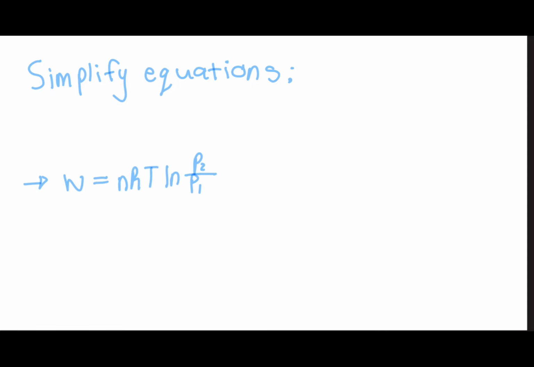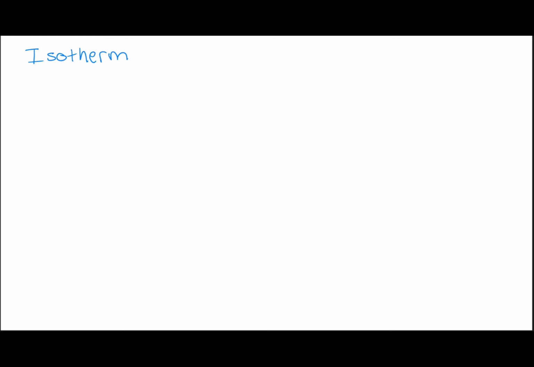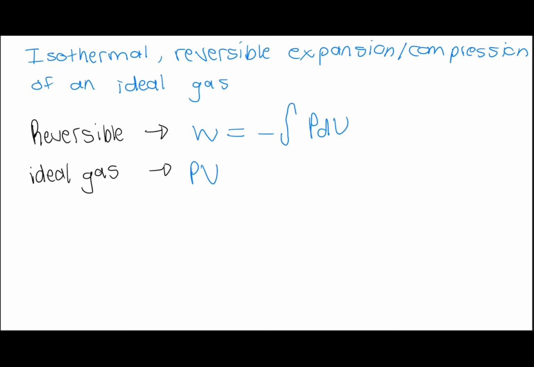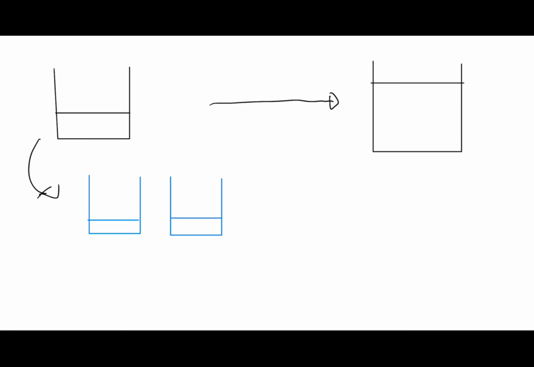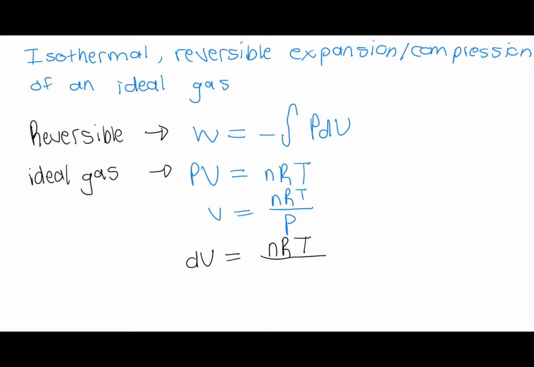Based on your system and type of process, you can use specific formulas to calculate the work, heat, and internal energy of your system. First, let's look at the isothermal reversible expansion or compression of an ideal gas. Since this is a reversible process, we can use this work formula. We are working with an ideal gas, which allows us to use the ideal gas law, which we can rewrite in terms of volume. If we think about the expansion or compression process as an infinite amount of very small expansions or compressions, we can rewrite this into a differential formula.